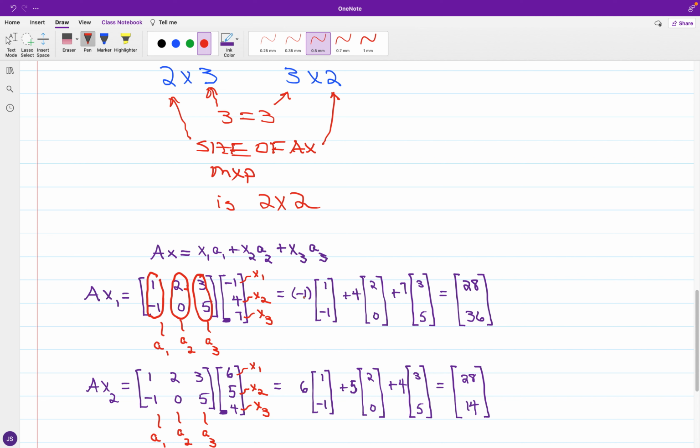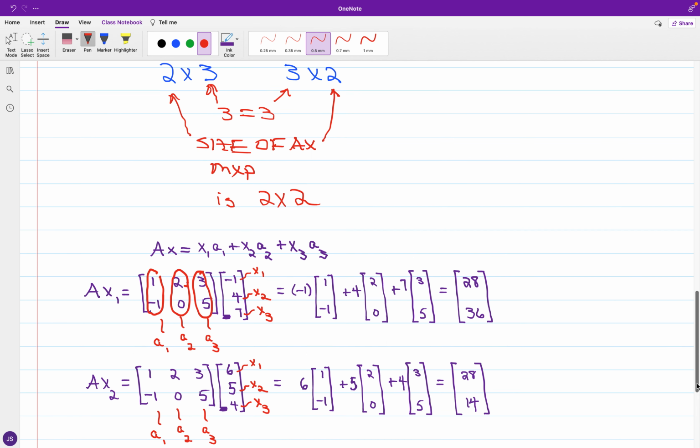Then for -1 times -1, that is a +1. 4 times 0 is 0. 7 times 5 is 35. 1 plus 35 comes out to 36. So A times the first column of X comes out to 28 and 36.